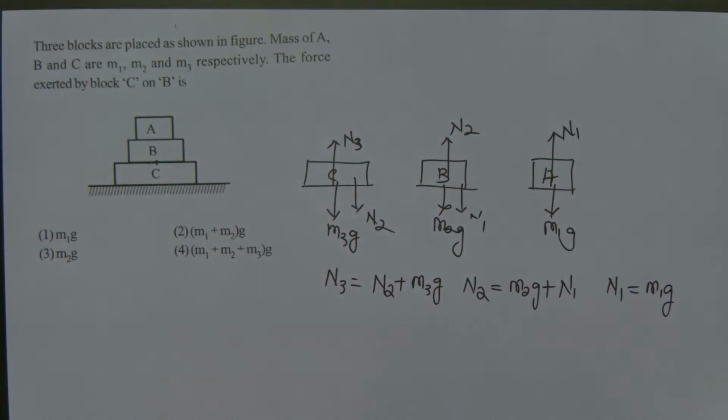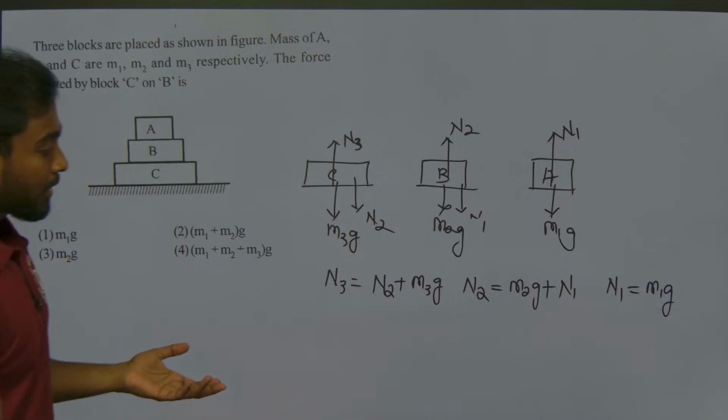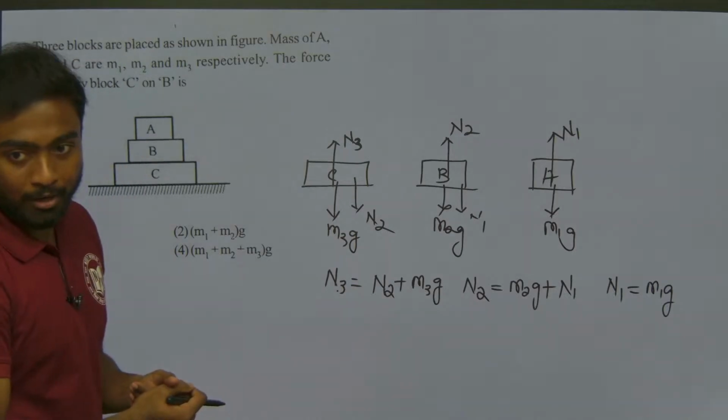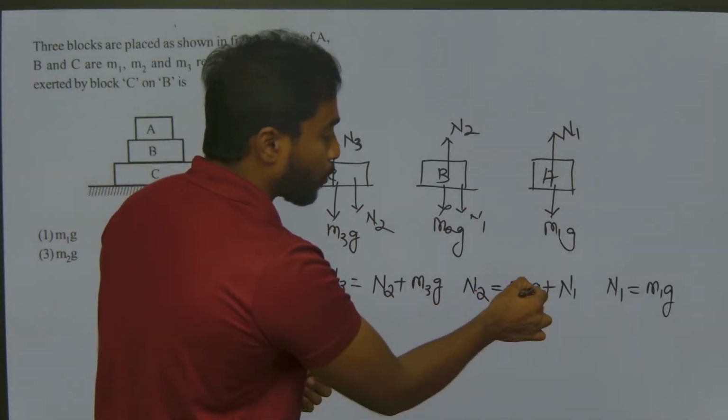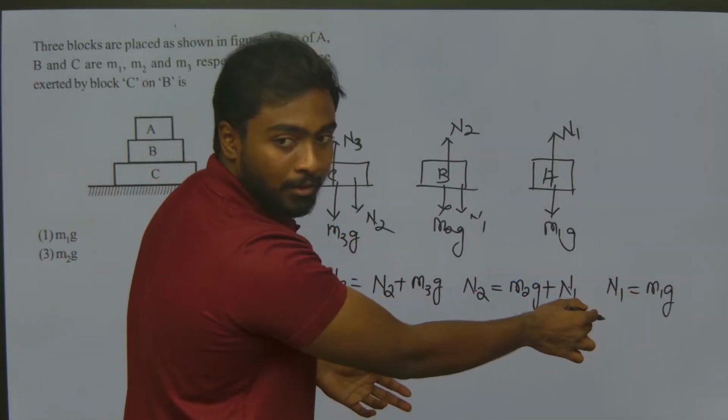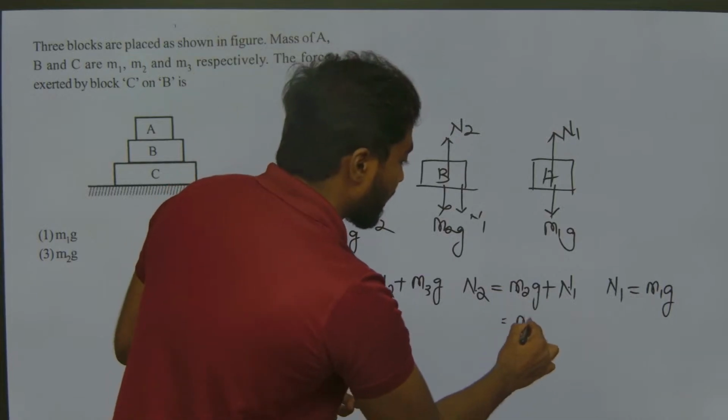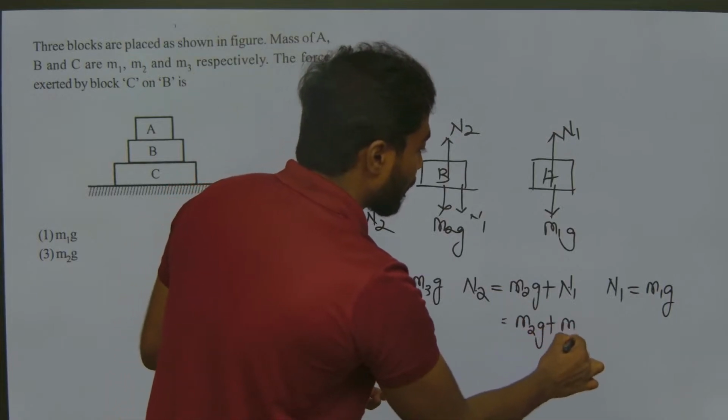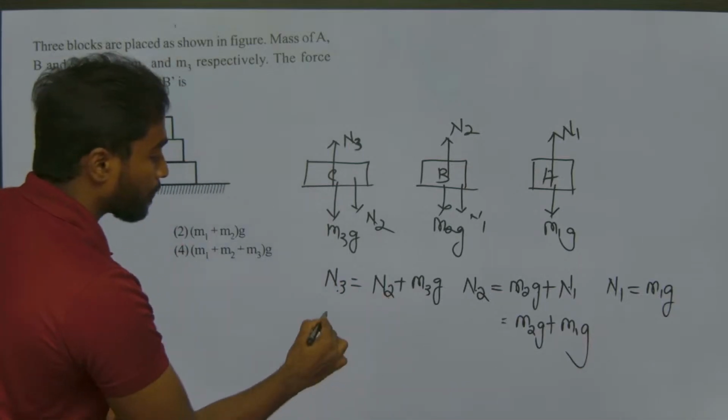What is the thing they are asking? B they are asking. So in between B and C they are asking. What is the normal force in between them? N3. So I need to find N3. So N3, this is the equation I need to get, right? So m2g plus n1. What is n1? m1g. So m2g plus m1g. What is n2 now?